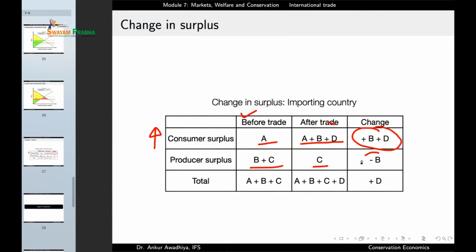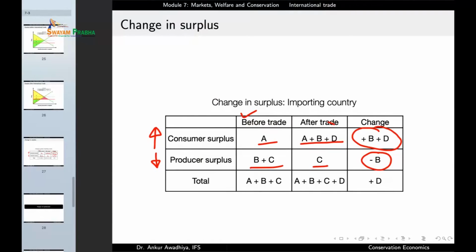In the case of the producer surplus, before it was B plus C, now it is only C. So there is a net change of minus B. So the producer surplus has gone down. And why has it gone down? Again, because the producer surplus is the difference between the price that the producers get and their cost of making the things. Now, the cost of making the good does not change, but the price that the producers will get has gone down, which would reduce the producer surplus. And the change is minus B.